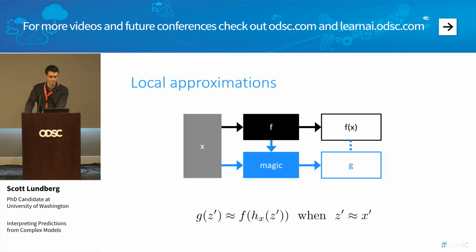Okay? So what this means is that we want our explanation model G, with its interpretable input, to be very similar to the output of our real model when we run the same interpretable input through it, whenever that interpretable input is close to our current input.